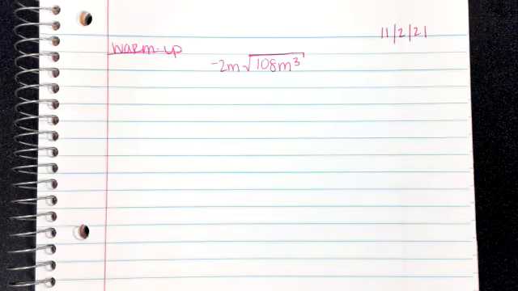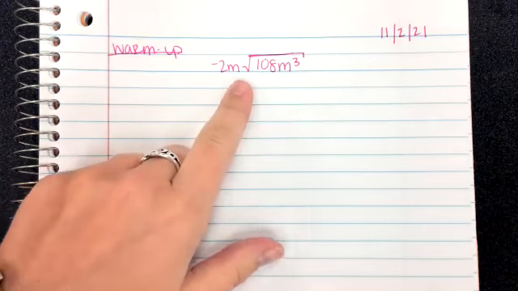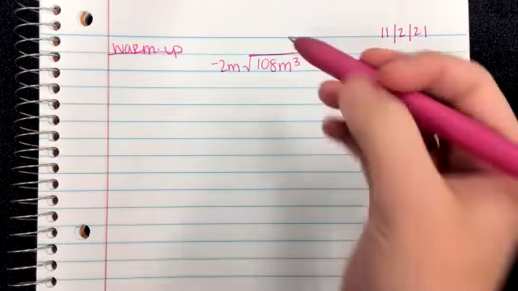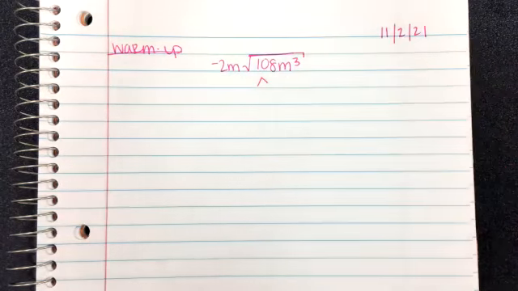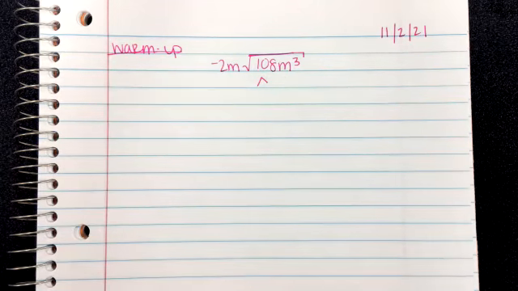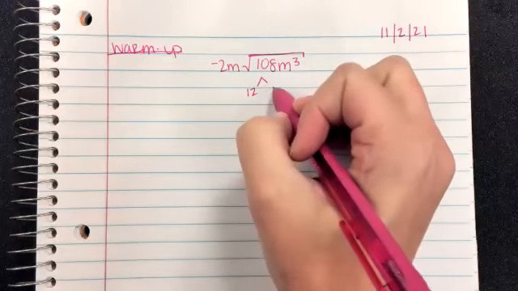Okay, so here we go. This is my warm-up: -2m square root 108m cubed. What two numbers give me 108? 12 and 9. What else? Anybody use something else? What'd you use? 54 and 2. 4 and 27. Did anybody use anything else? Does it matter what you use? No. Okay, so the first one I heard was 12 and 9.